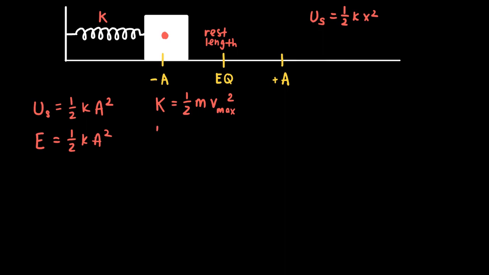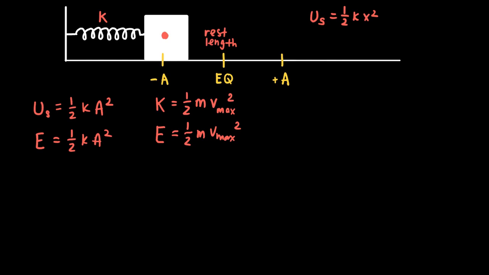And so the total energy of the system could also be written as 1/2 mv max squared, because I know that at the equilibrium position, the only type of energy present is kinetic energy. And as you might imagine, when we move over to the positive amplitude, the same thing is going to be true at the positive amplitude as was true at the negative amplitude.